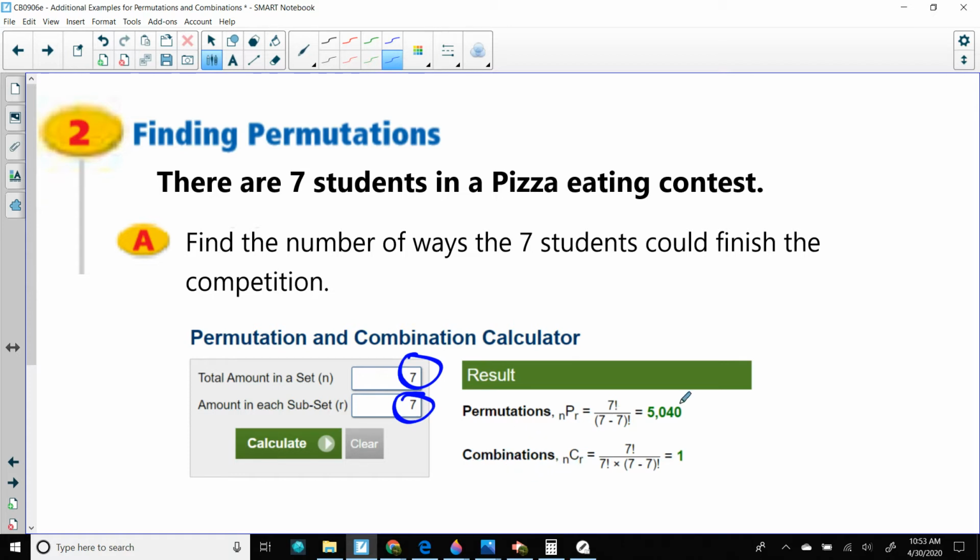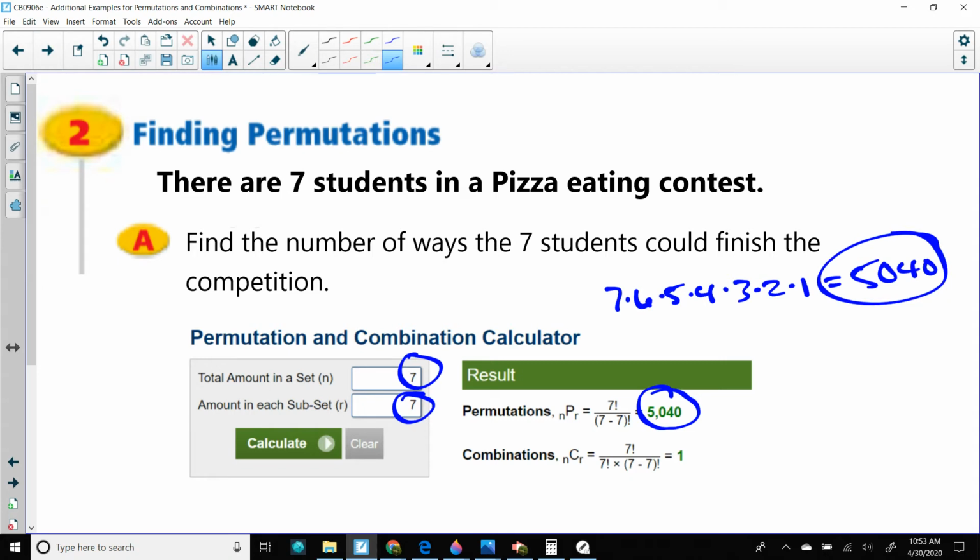But order does matter. So the answer here is going to be 5,040. Once again, that would be 7 times 6 times 5 times 4 times 3 times 2 times 1. It'd be the same answer, 5,040. So that's what we're going to get for that particular question. Let's go ahead and move on to another one. I'll pause here for just a second.